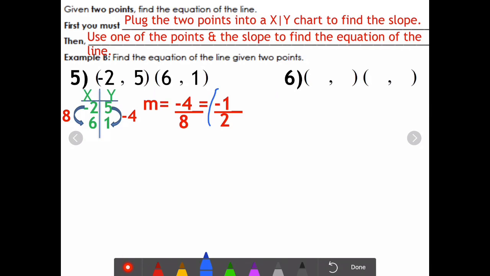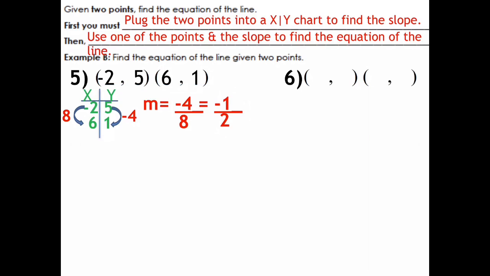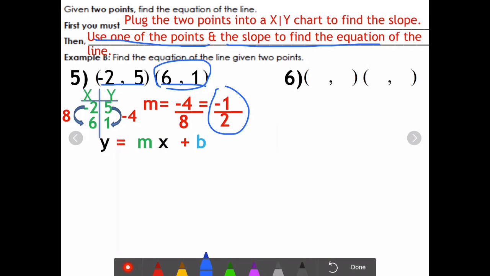Now that we have a slope, which is negative 1/2, it says up here to use one of the points and the slope to find the equation. Now I have two options: (-2, 5) and (6, 1). And I don't want to use a negative unless I have to, so I'm going to use (6, 1) because it's easier. So now for y equals mx plus b, go ahead and plug in the values. Negative 1/2 for m, x will be 6, and then y will be the 1. Go ahead and plug that in right now.